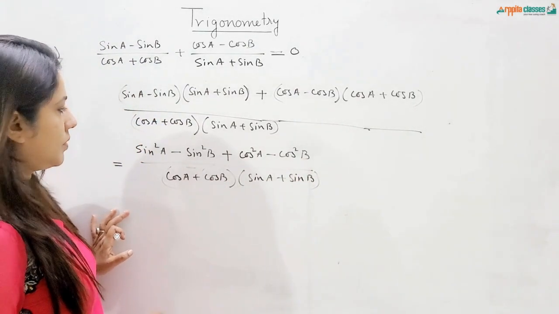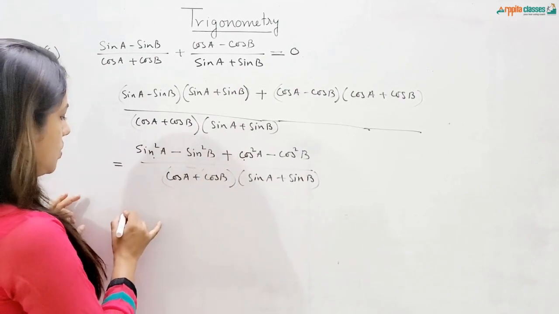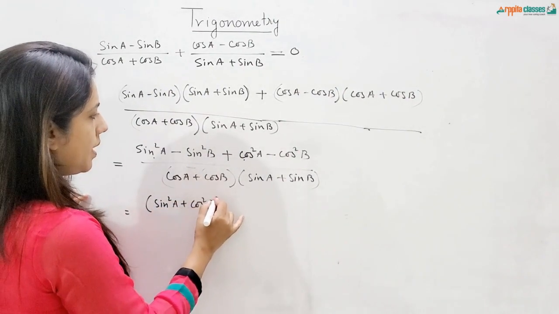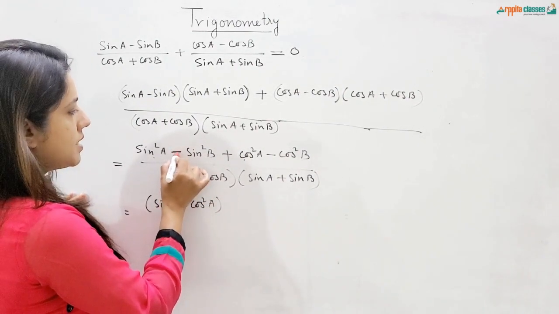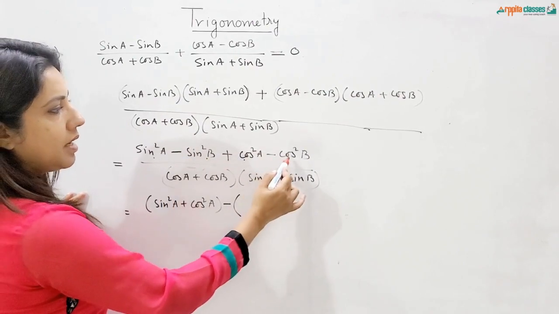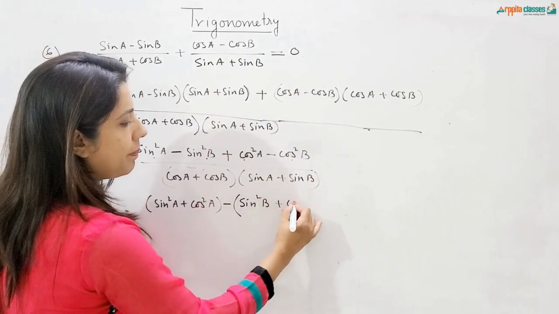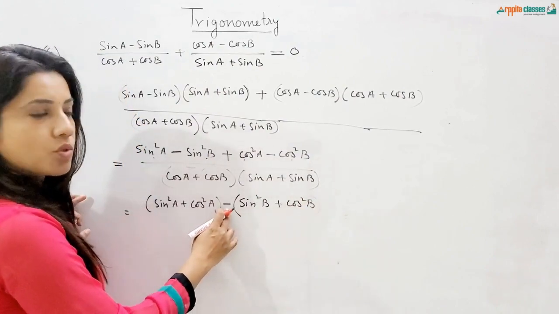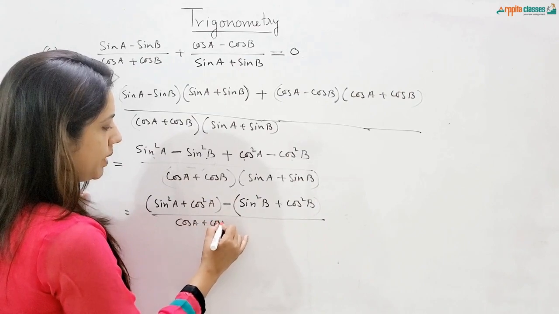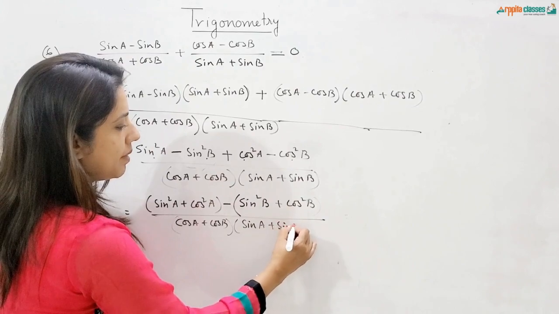Now, sin square A plus cos square A will give you 1. So I am taking it together, sin square A plus cos square A, grouping this together. This is a minus and I am putting minus. And now, sin square B and minus cos square B. Since I have taken a minus common, so it will be plus cos square B. Down I have (cos A + cos B) whole into (sin A + sin B).